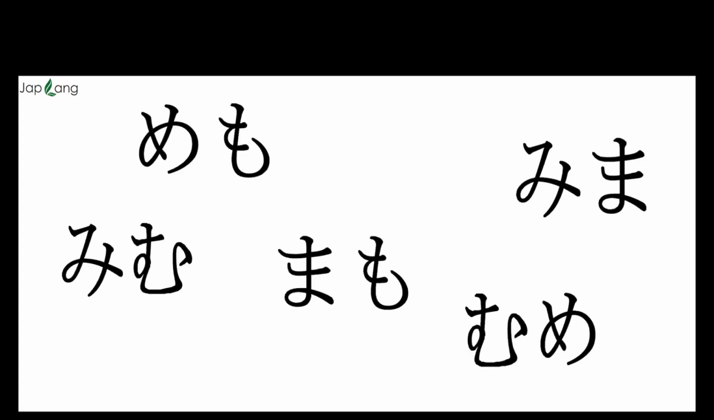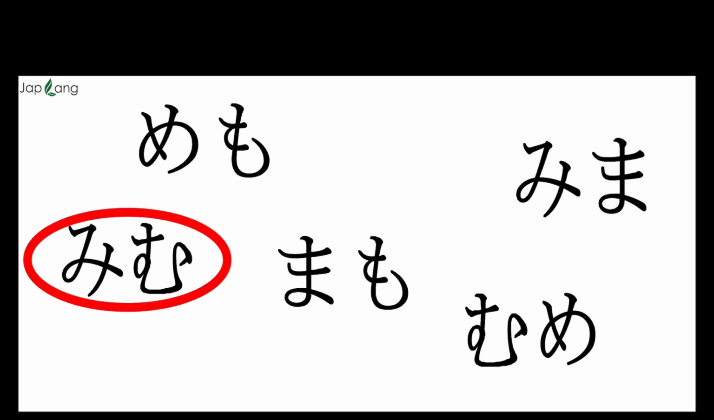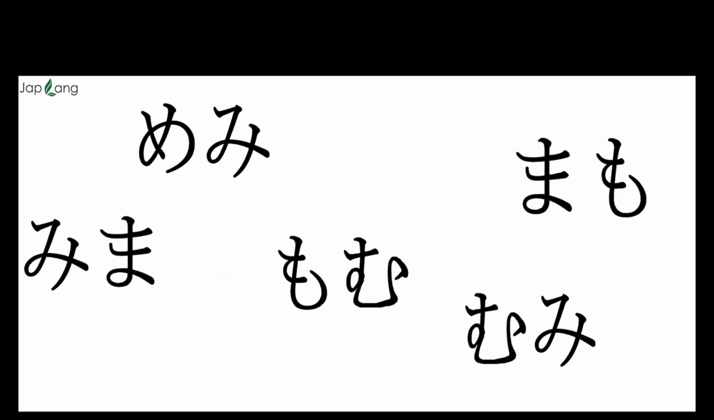Alright, can you let me know where is Mimu written here? Just try finding out Mimu. Yes, that's left hand side, and the second row. This is Mimu. Alright, now can you tell me where is Mamo written here? Yeah, right hand side, top corner.